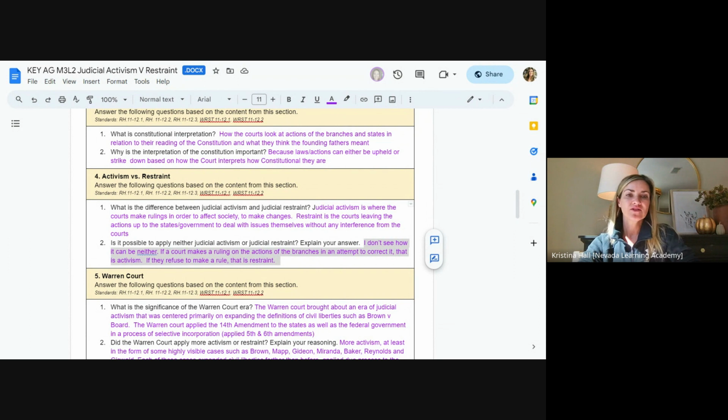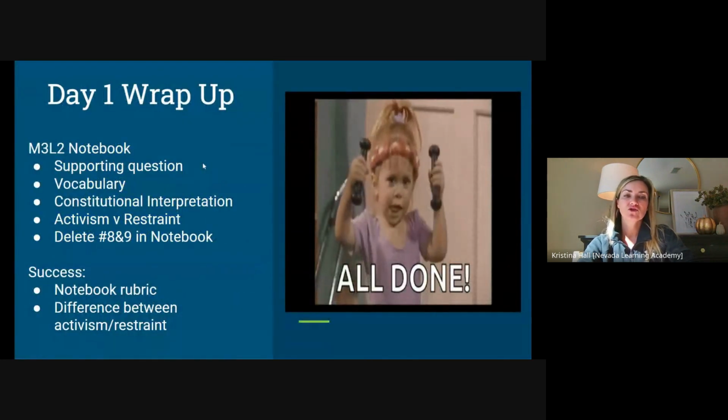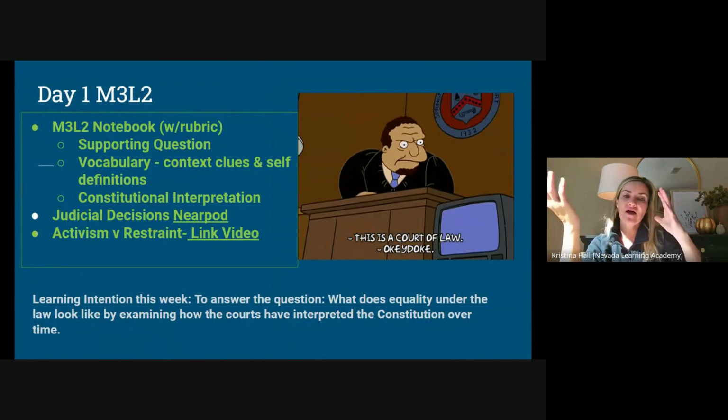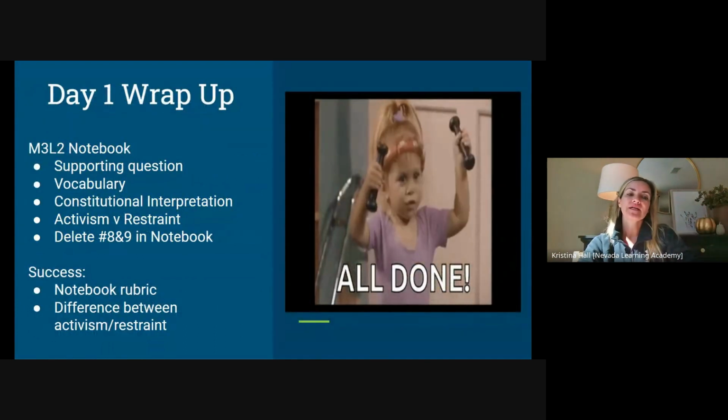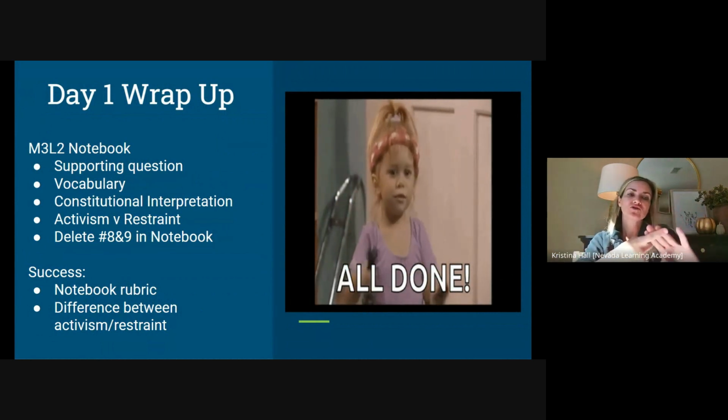Okay, give me a thumbs up once you have this. How are we doing? Awesome, awesome. So make sure this is saved to your government folder on the Google Drive, okay? So we went over the supporting question, key vocab, what constitutional interpretation means, judicial discretion, and really quickly, activism versus restraint. So tomorrow we'll open up again and review what activism versus restraint is, okay? And then we'll continue looking at those court cases and how the courts use them, all right? So we went over the supporting question, vocab, constitutional interpretation.